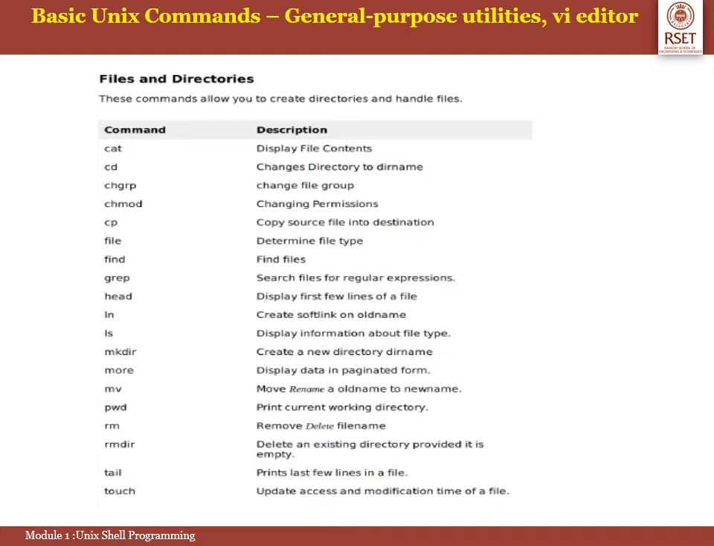grep will search a file for regular expressions. Then the head command will display the first few lines of a file. The ln command creates a soft link on the old name. The ls command displays the information about the file type. mkdir is for creating a new directory. The more command displays the data in paginated form. Then the mv command is used to move a file name to a new location. The pwd command will print the current working directory.